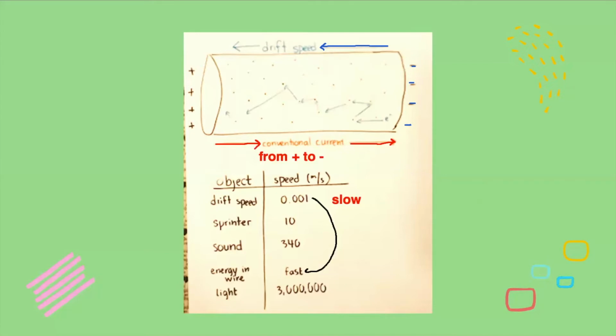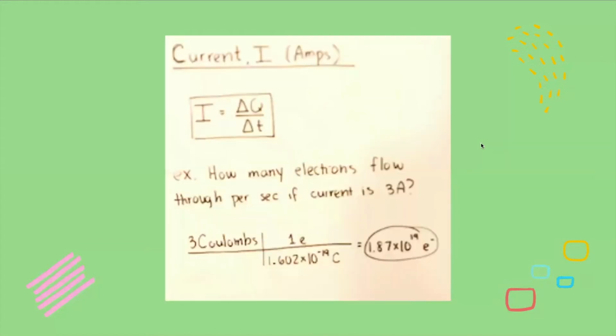Calculations with current. When we want to calculate current, what 3 amps of current actually means is that 3 coulombs of charge pass through every second. So current, whose symbol is I and measured in amps, what 3 amps means is that I have 3 coulombs of charge pass through every second.